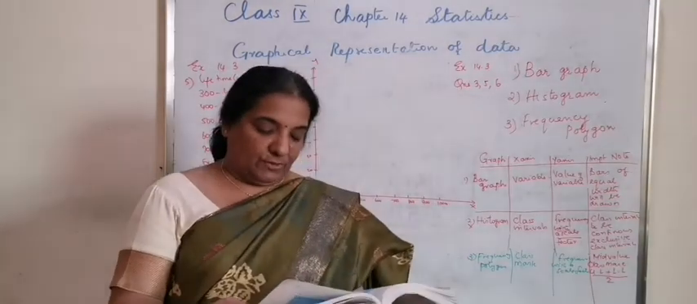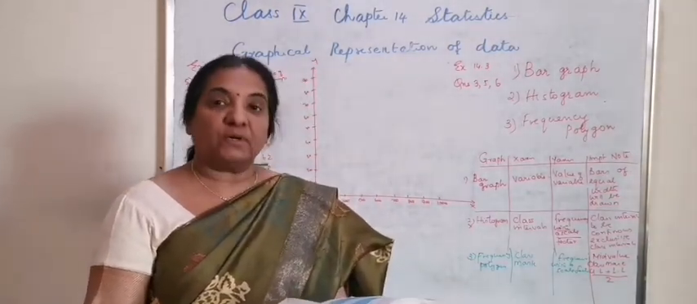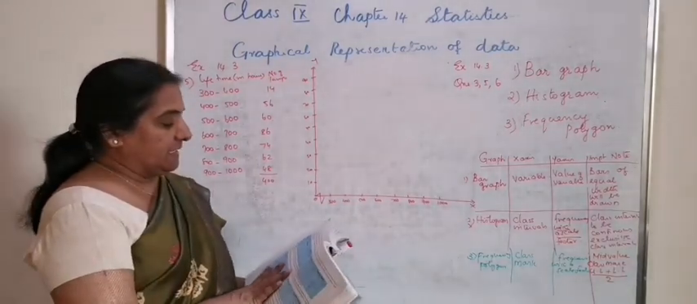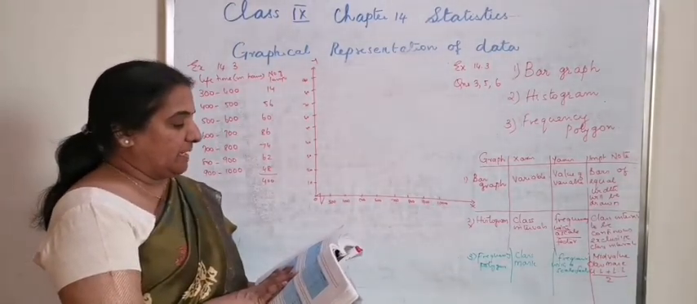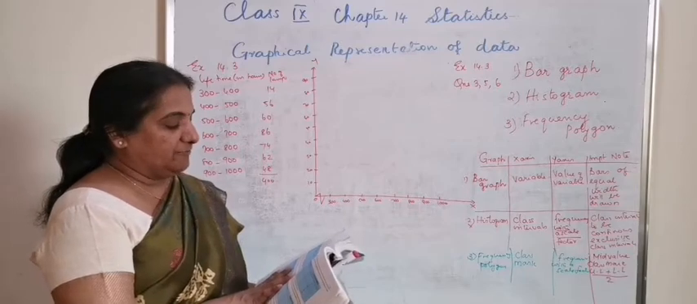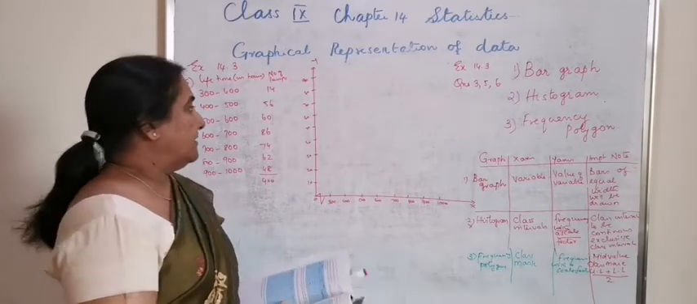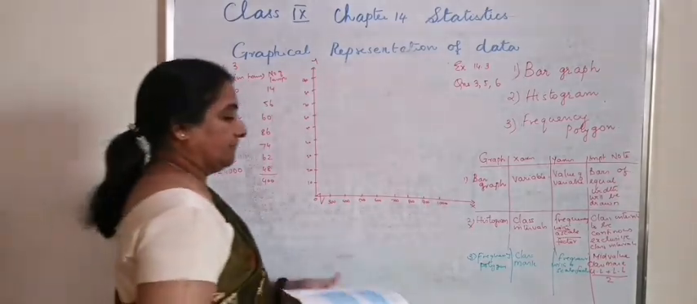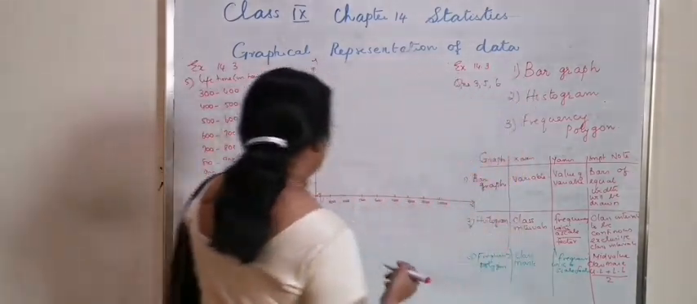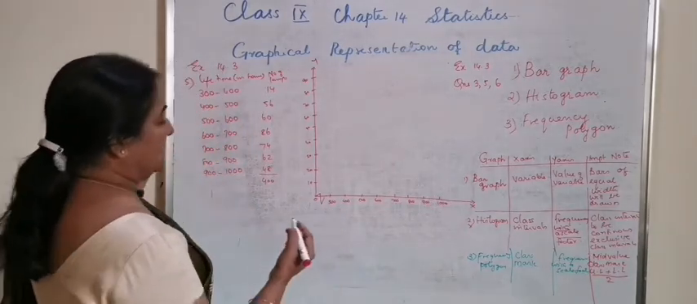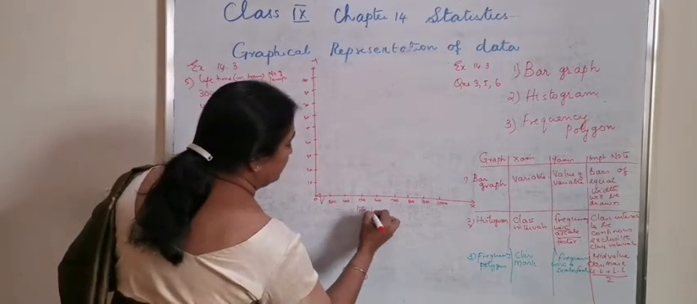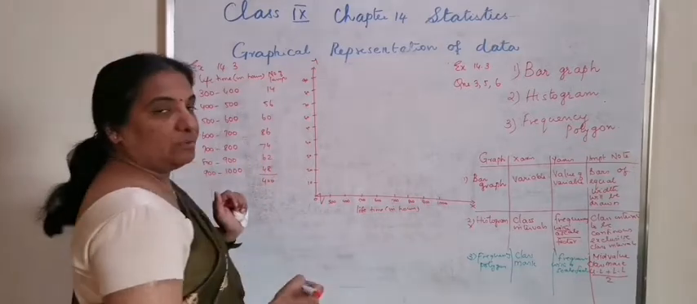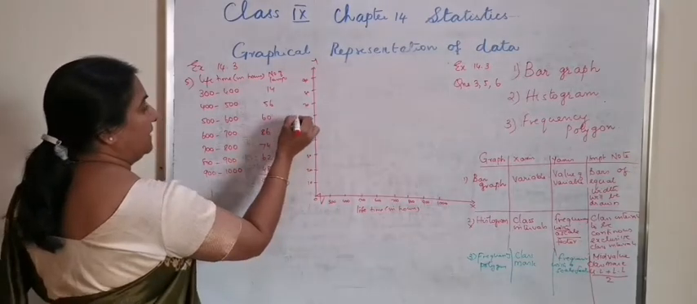Question number 5. The following table gives the lifetime of 400 neon lamps. The data is given to you. Represent the given information with the help of a histogram. How many lamps have a lifetime of more than 700 hours? So let's plot the table first. On the x-axis, we have marked the lifetime in hours. On the y-axis, the number of lamps.